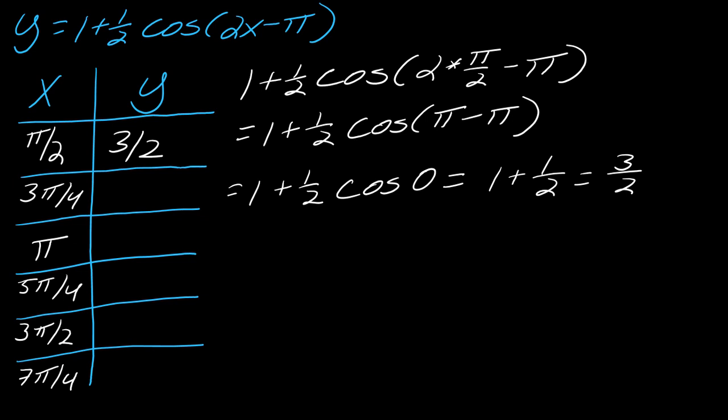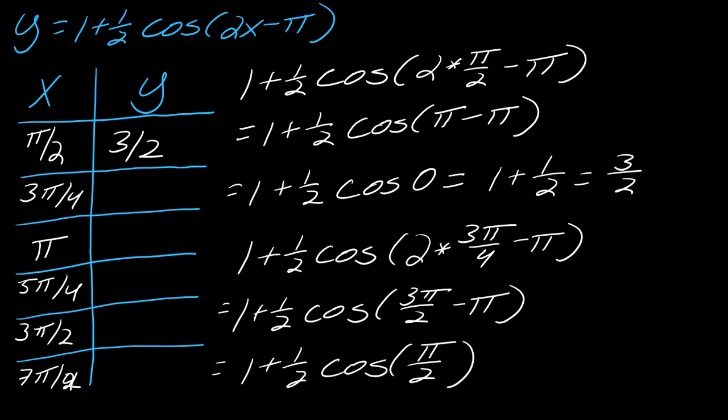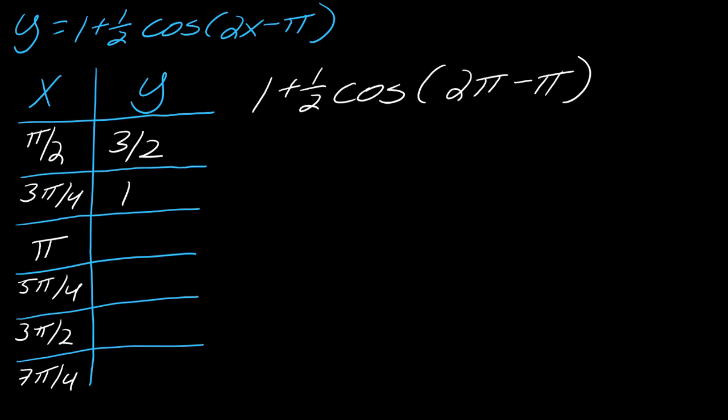Okay, so next if I plug in 3 pi over 4, what am I going to get for that? If I work out my math, I've got that written out here. This will shake out to be 1 plus 1/2 cosine of pi over 2. Cosine of pi over 2 is of course equal to 0. So I'm just left with 1 plus 0. So this next entry will just equal 1. So I'll keep going with this.